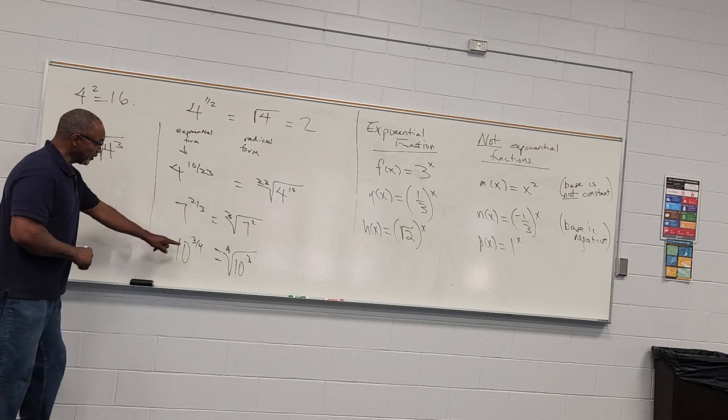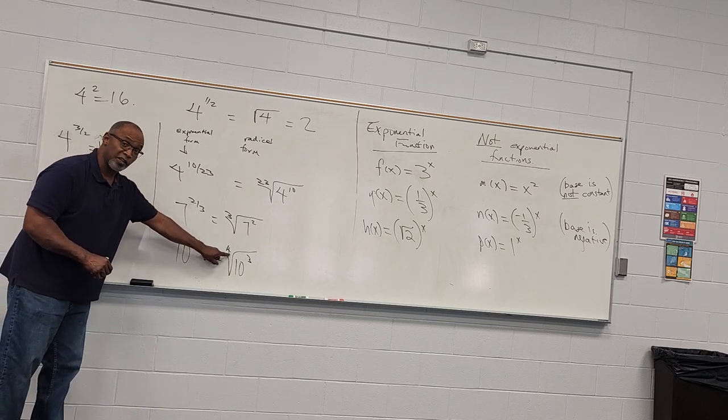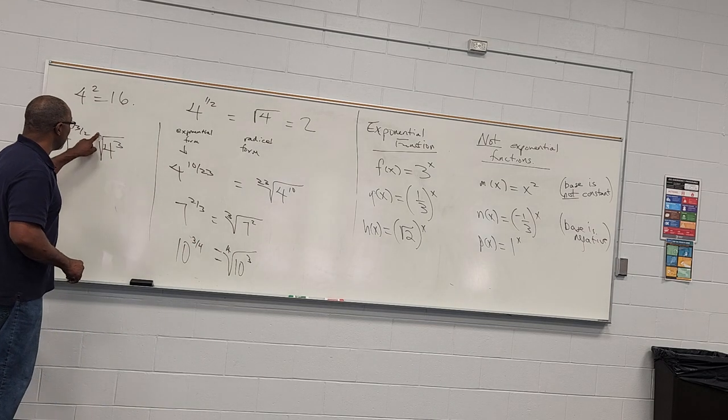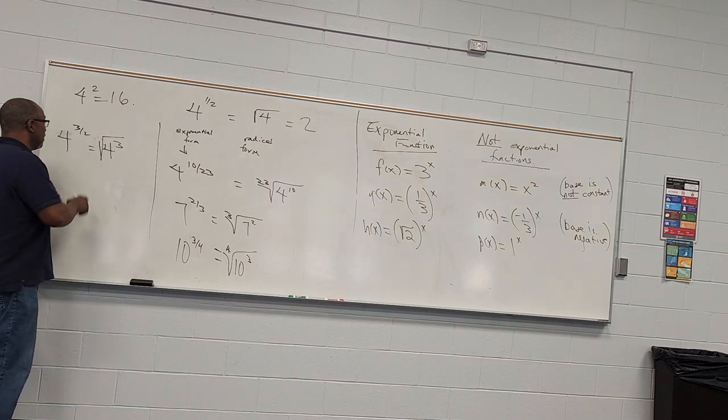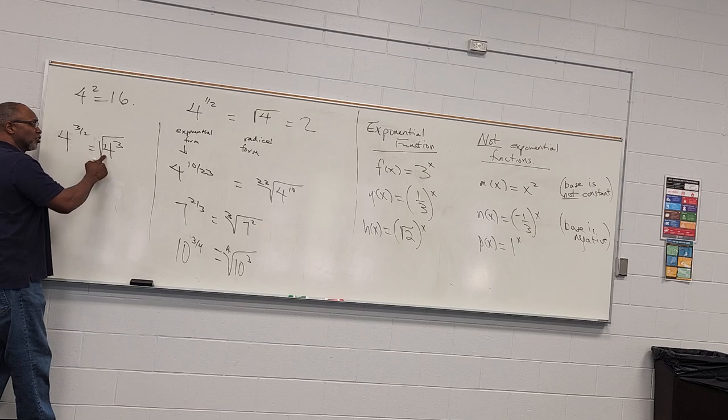All right, so anytime the index is something other than 2, you have to see it. But when you have a square root, you don't have to write the index. It's understood to be an index of 2. So 4 to the 3/2 power is the square root of 4 cubed.